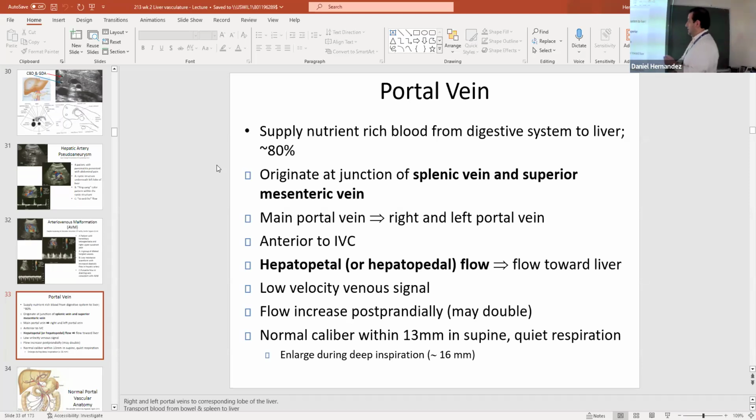The portal vein originates at the junction of the splenic vein and the superior mesenteric vein. So the splenic vein and superior mesenteric vein come together to form the main portal vein. That main portal vein then courses towards the liver, enters the liver at the level of the porta hepatis, and then splits into a right and left portal vein. The right portal vein goes to the right lobe of the liver, the left portal vein goes to the left lobe. In terms of location, it's anterior to the IVC, so it's above the IVC when we see it on ultrasound.